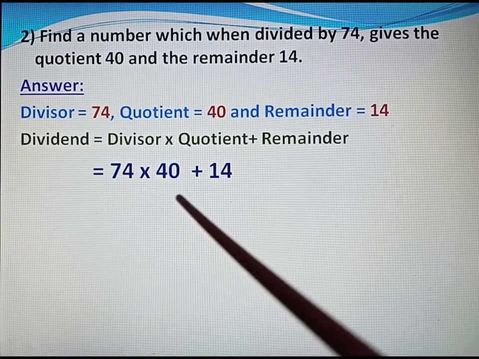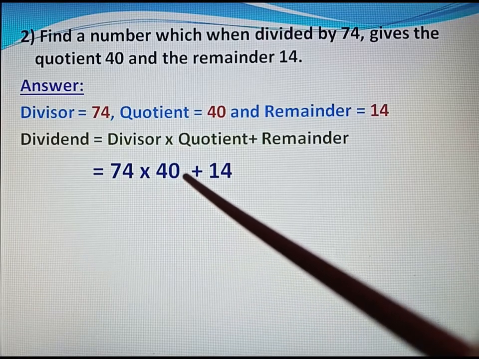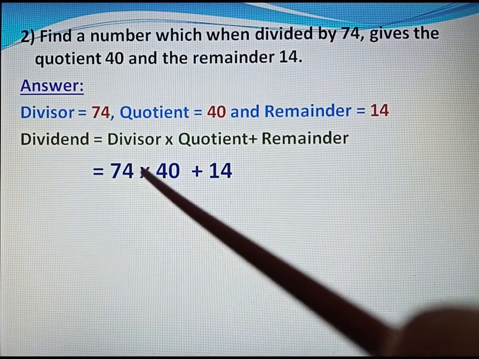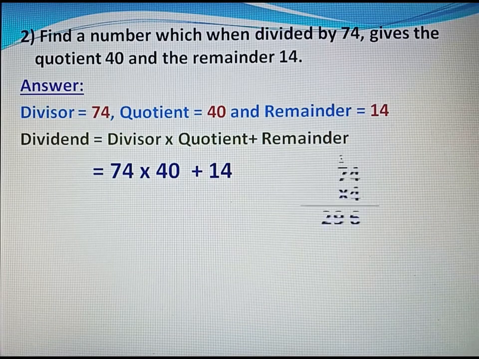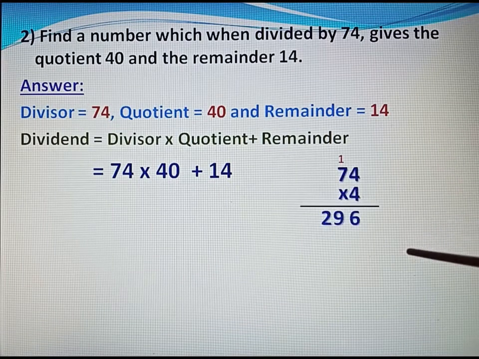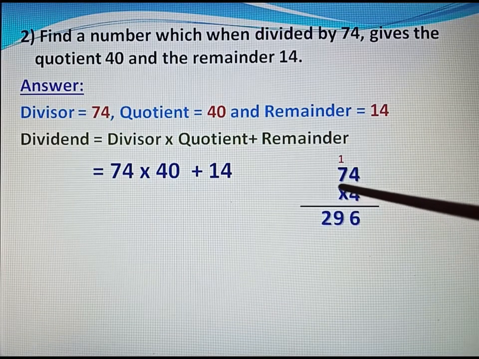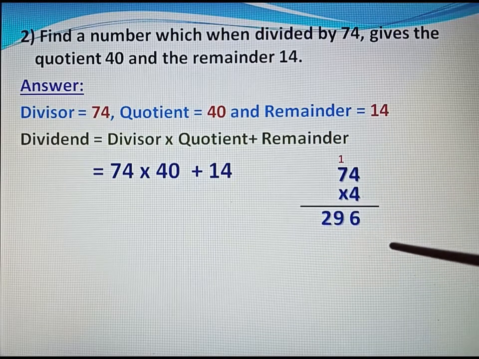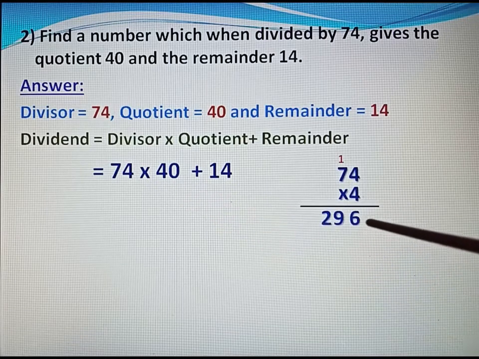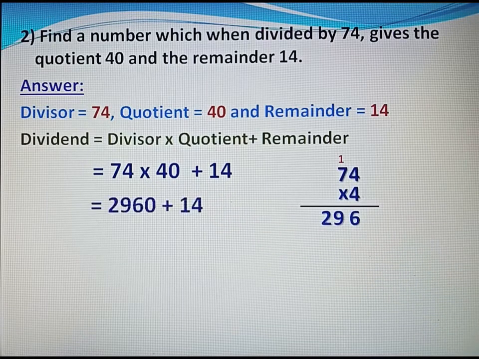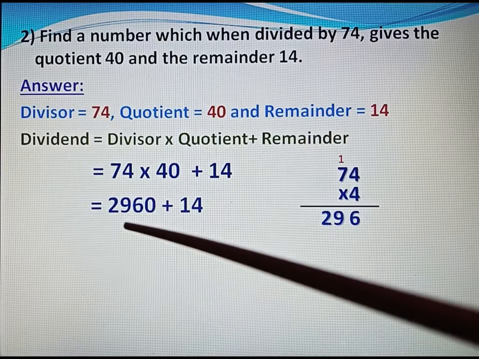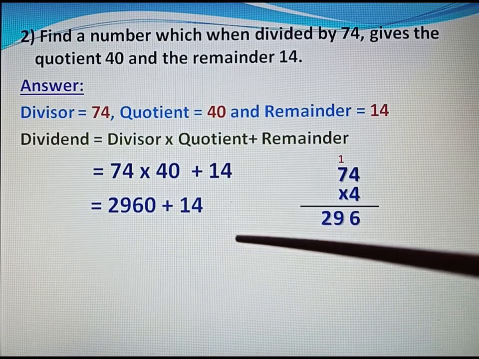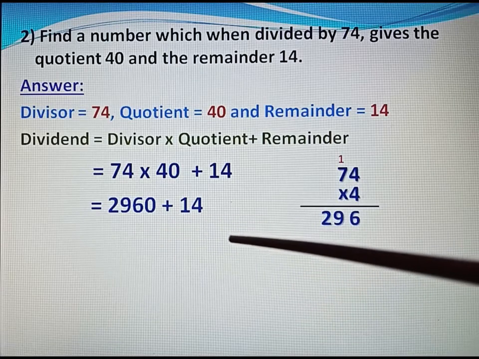See, in 40 there is a 0, so we will put 0 at the last in the product. So first we will multiply 74 by 4. 4 fours are 16, 6 and 1 carry, 4 sevens are 28 plus 1 is 29. 74 multiplied by 4 equals 296, and then we will put 0 at the last. That is 2960. Right here 2960 plus 14, and then we will do addition.